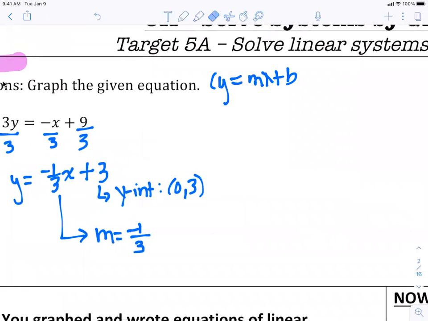So slope intercept form is y equals mx plus b. And the goal is, remember, if you're in slope intercept form, then the number in front of x is your slope, and the number on the end is your y-intercept. So the key, though, is that in order for that to happen, y has to be alone.